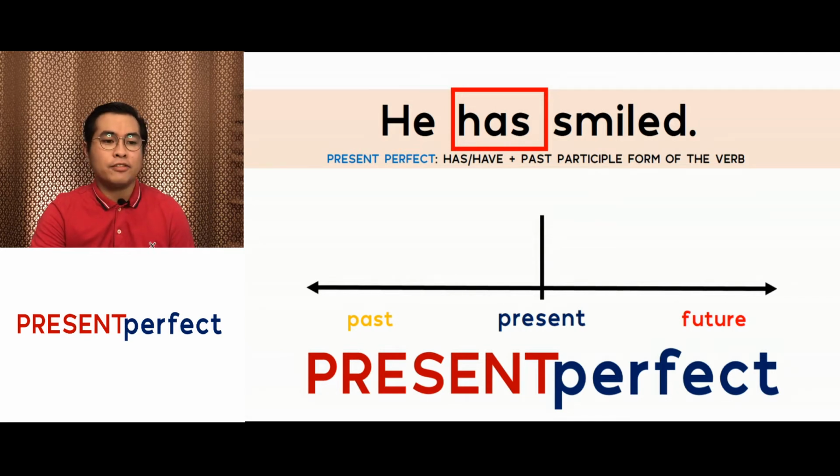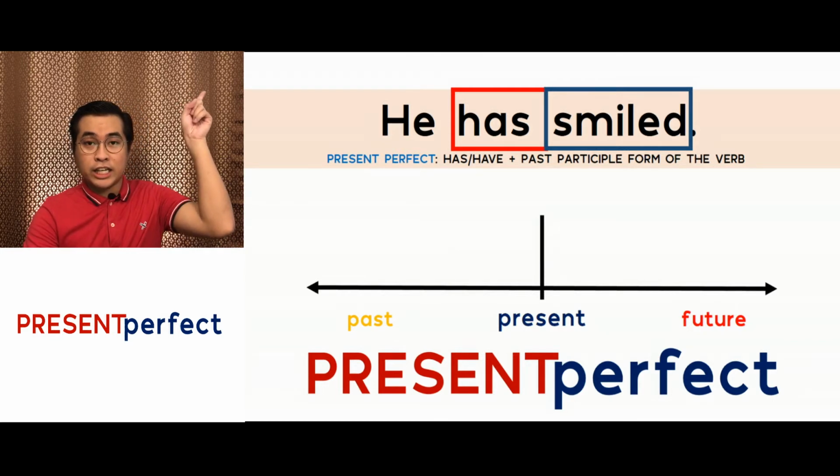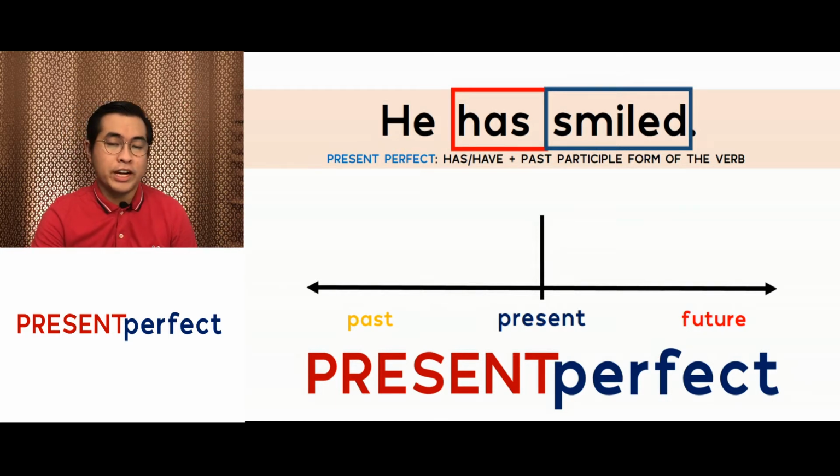Then we have a past participle form of the verb, and in this case we have smiled. As we all know, for the past participle form of regular verbs, we have to add d or ed. So just view that video on the four principal parts of the verb. It's here. Just click the I button, so that you will be directed to that if you haven't watched that video.